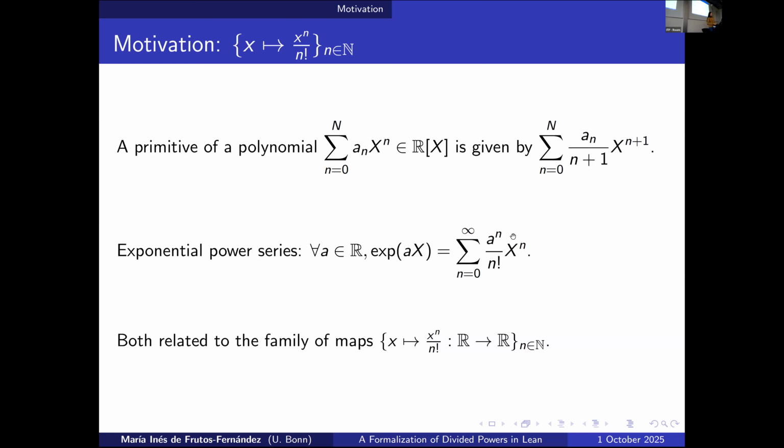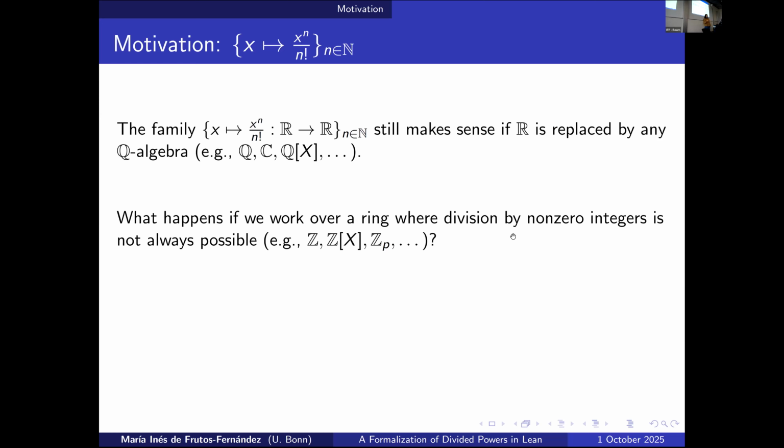But as I said, we may want to replace the reals with some other ring. And in some cases, this is very easy. So for example, instead of the reals, you can take the rational numbers. And everything still works, because you can still divide by n factorial for any n. Or by the same reasoning, you could take the complex numbers or polynomials over Q, or really any Q-algebra. Any ring where you can divide by non-zero integers, everything is fine, just taking the same formulas.